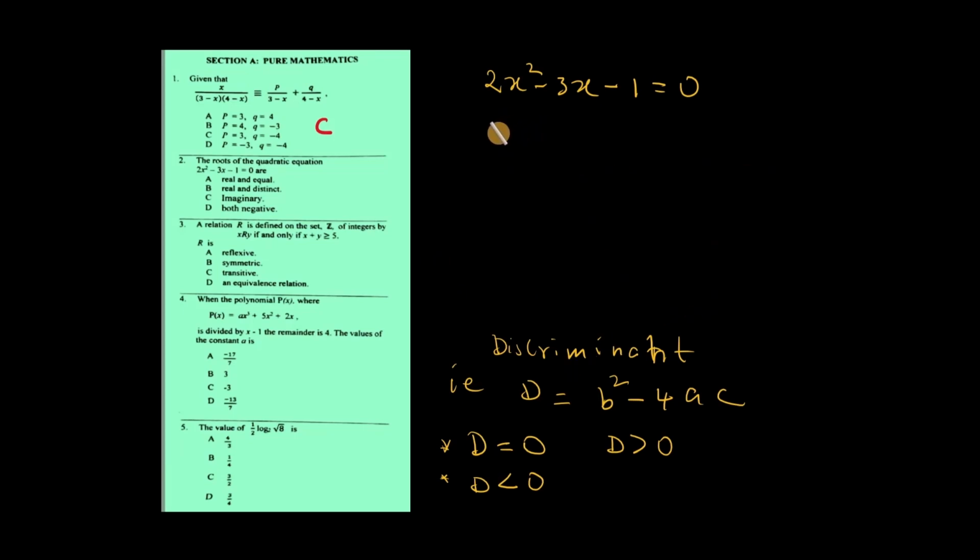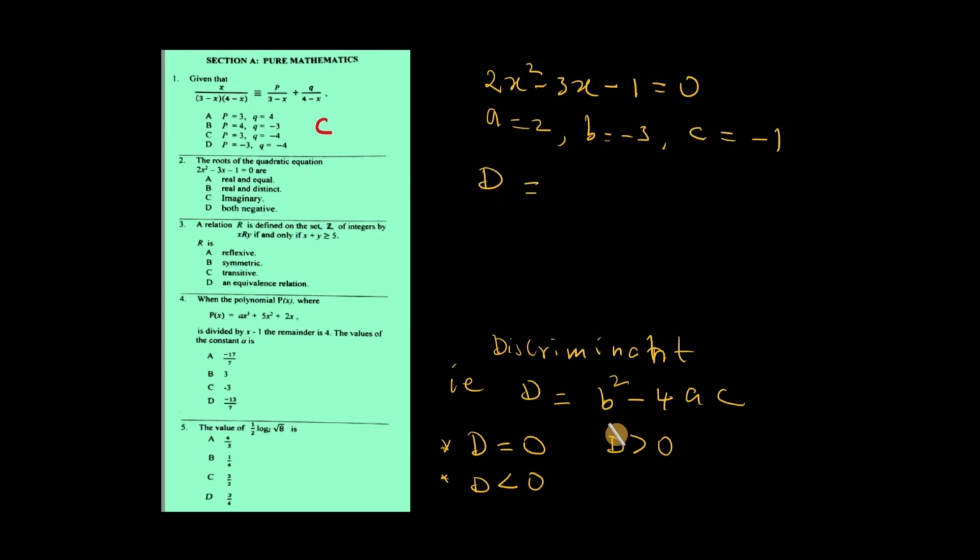Now, our quadratic equation is given by 2x squared minus 3x minus 1 equals 0. We need to verify the following conditions. If I compare this to the general quadratic equation, it means a equals 2, b equals minus 3, c equals minus 1.